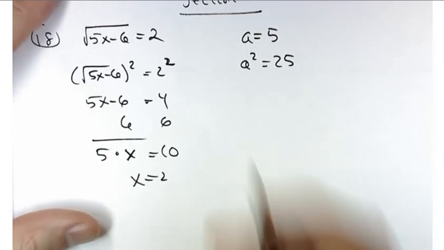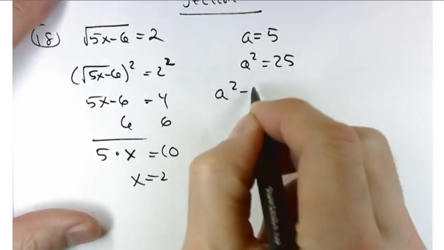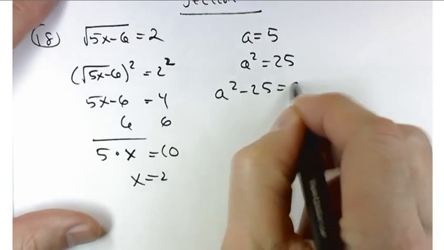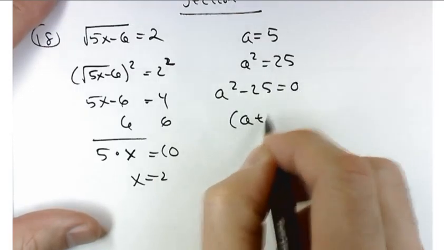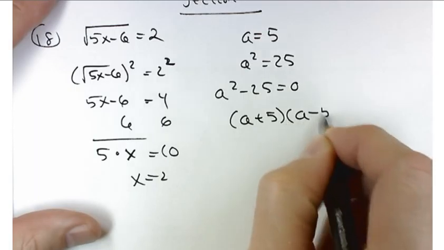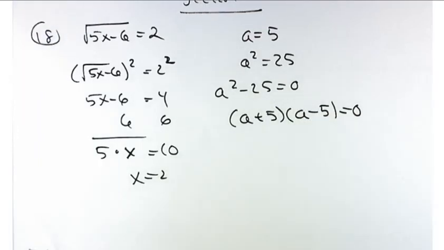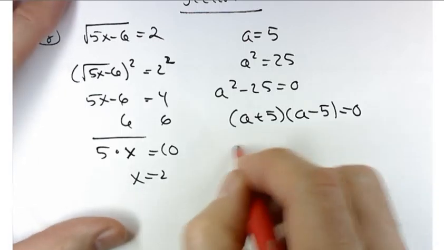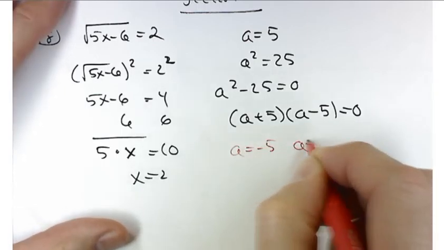Now let me solve this. I'm going to solve it by factoring. I'm going to move the 25 to the left-hand side, and then factor: a plus 5 times a minus 5 equals 0. That's just the difference of squares. What are my two solutions to this quadratic equation? A equals negative 5 and positive 5.